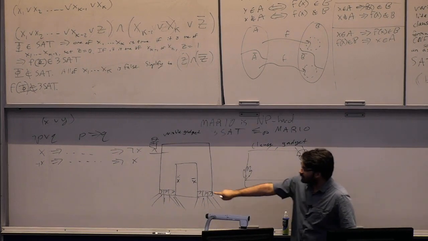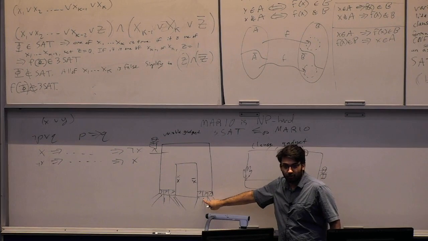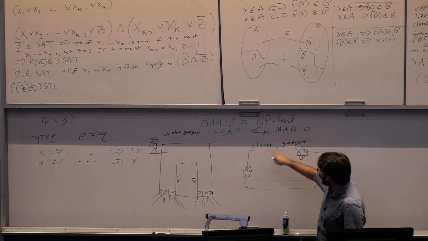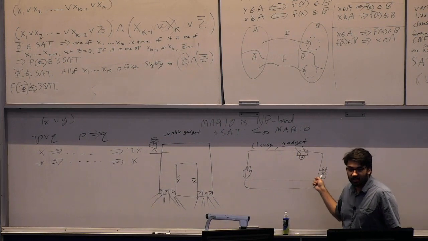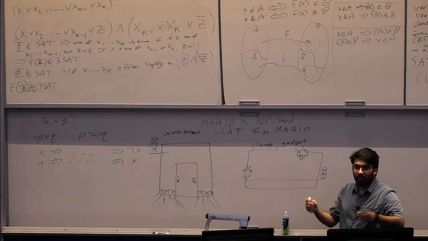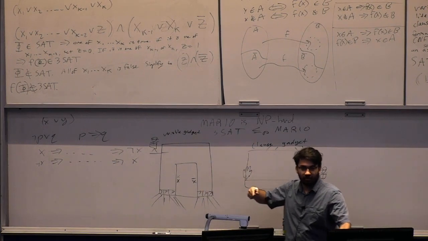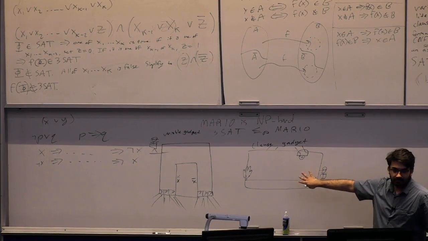If the clause contains a not X, he's going to go here, push the mushroom through the vent, and it's going to be wired up so that a mushroom is sent to the clause gadget. Then later on, as he goes through the clause gadget, he can only go through if the clause was satisfiable. It was only satisfiable if he chose not X or another variable that satisfies the clause. So this is the clause gadget, right?